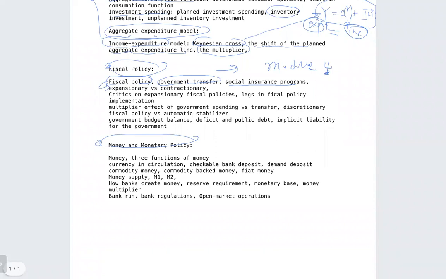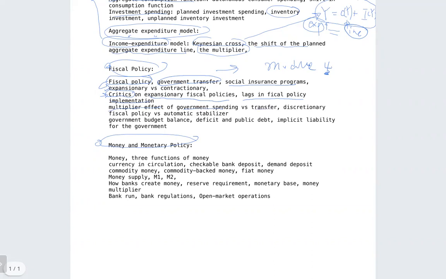And then we talk about some critiques of expansionary fiscal policy. Basically it says that expansionary fiscal policy, when we have a recession, can be limited. So those are the critiques. Make sure you understand what those critiques mean and what the answers to those critiques are. And then we have a lag in fiscal policy implementation.